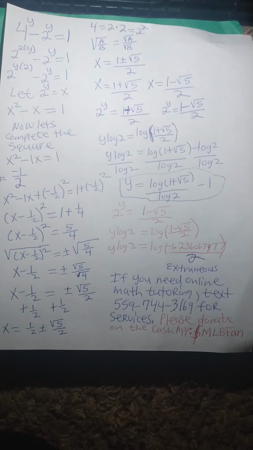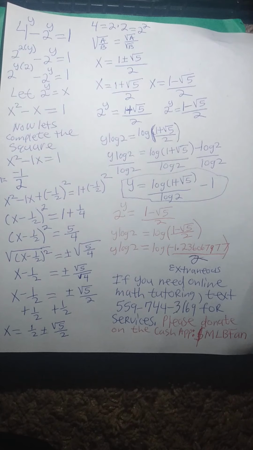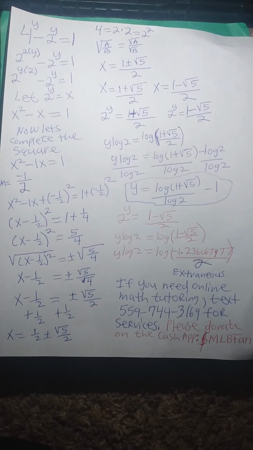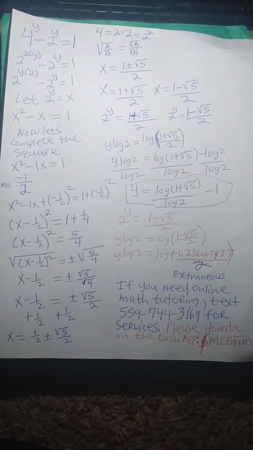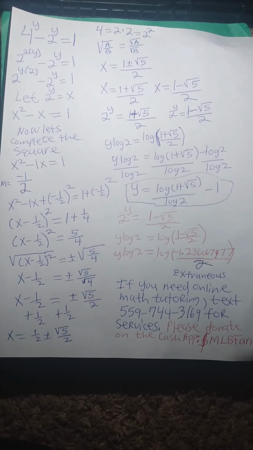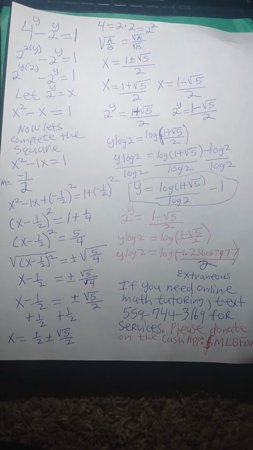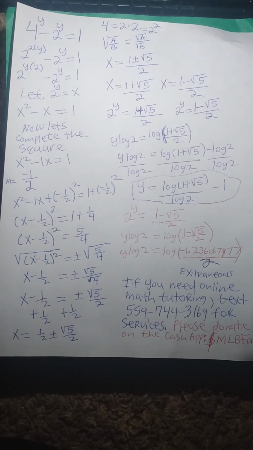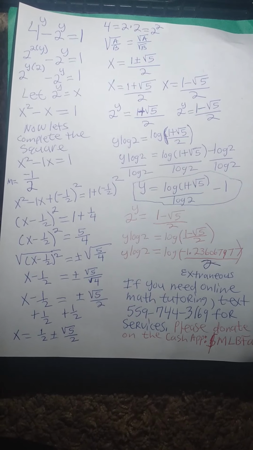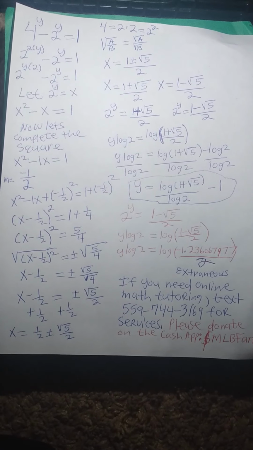The other one, 2 to the power of y is equal to 1 minus the square root of 5 divided by 2, and that will be solved with logs as well. y log 2 is equal to log of 1 minus the square root of 5 divided by 2. When we simplify 1 minus the square root of 5, we will obtain negative 1.2366067977, and then divide that by 2. And since it's negative on the inside part of a log, this becomes an extraneous solution, meaning not a real solution.